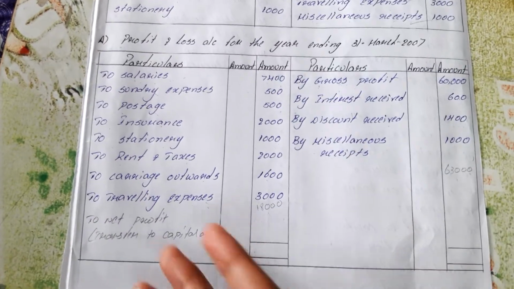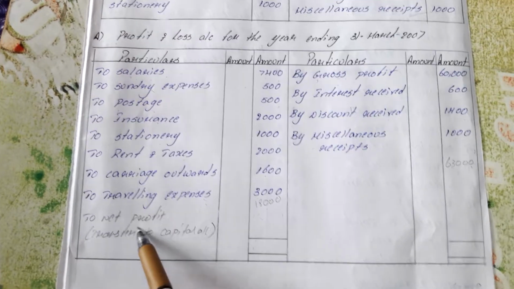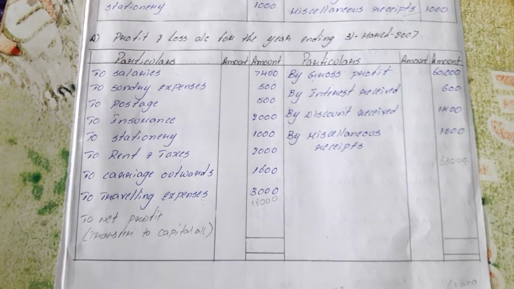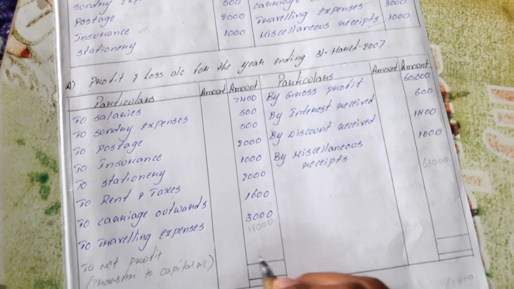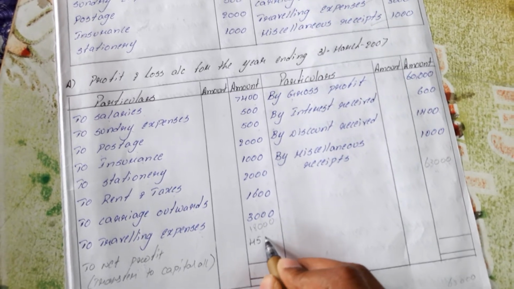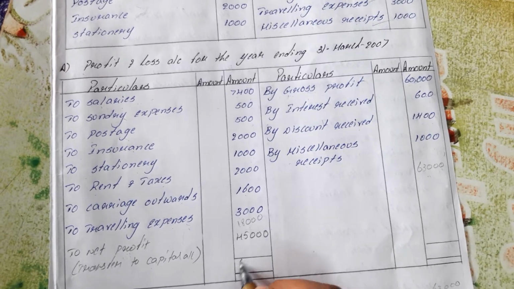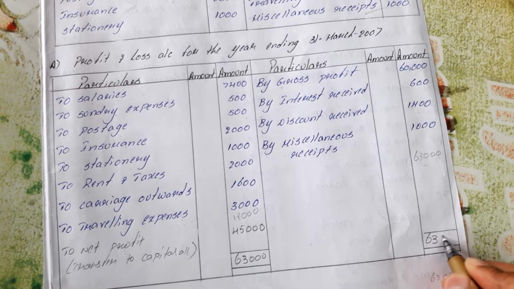So finally who will take this profit? The profit will be taken by the owner who has started this business. He got the profit from running this business, so he will take this profit. How much profit did he get? 63,000 minus 18,000. Altogether he has earned 45,000 rupees of profit. Then what was the total? That is 63,000, and here also we will write 63,000.